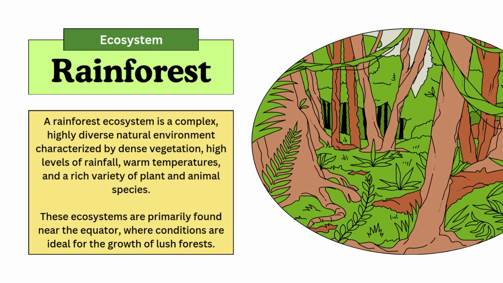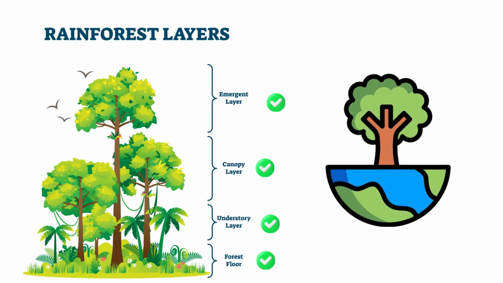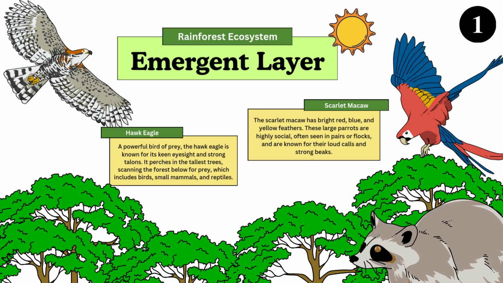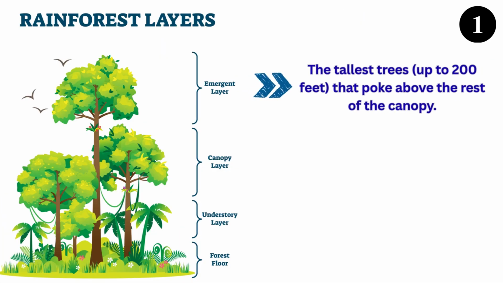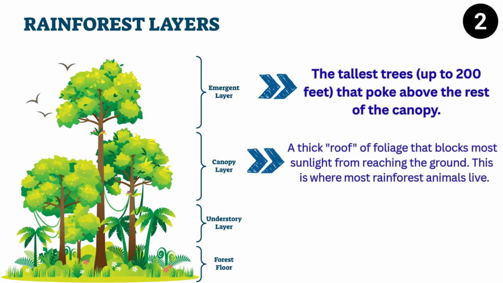To understand how a rainforest functions, it helps to look at its vertical layers. Each layer is a distinct world with its own ecosystem. So let's try to understand the layers of the rainforest. One is the emergent layer, the tallest trees, up to 200 feet, that walk above the rest of the canopy. Another is the canopy, a thick roof of foliage that blocks most sunlight from reaching the ground.